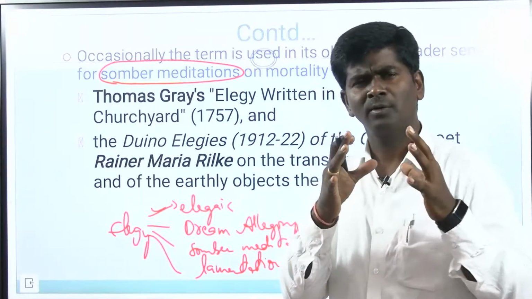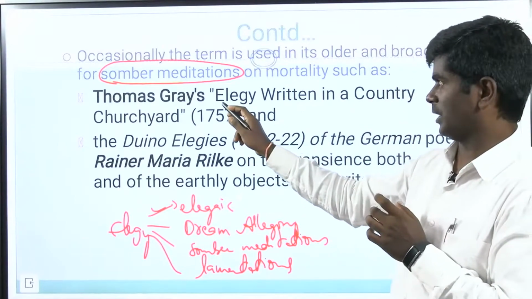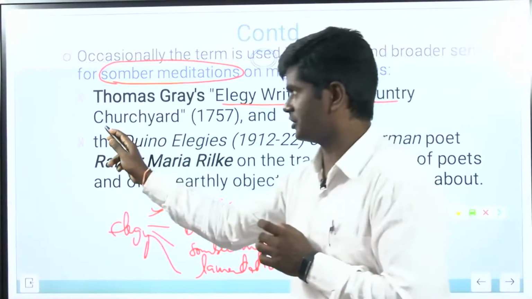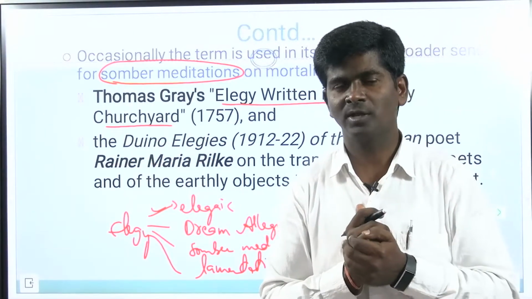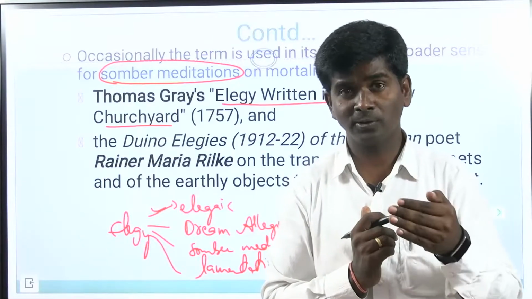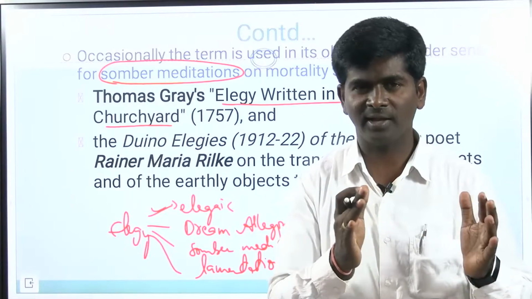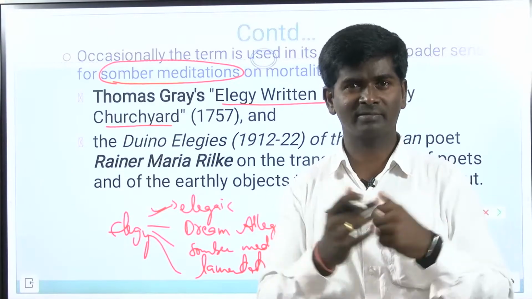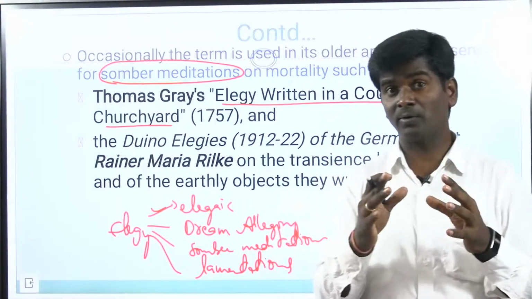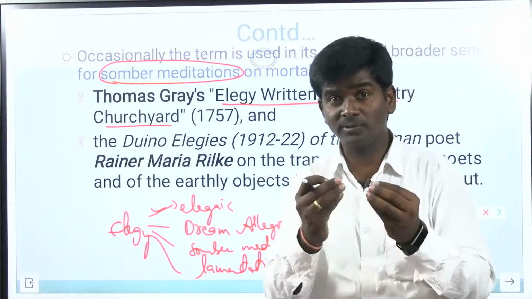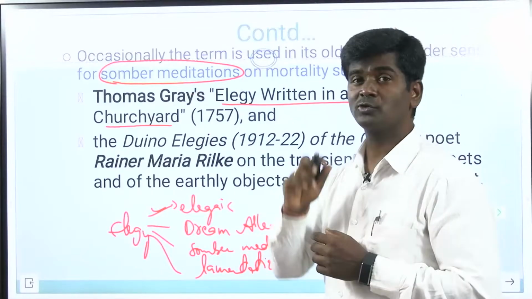You can identify this with the poem Elegy Written in a Country Churchyard, written by Thomas Gray. This poem talks about loss of moral values, cultural values, regional values, ethical and social values in a hamlet. It is not about death. It is not about loss through death. It is about loss of moral values and cultural values, my friends. So these types of poems you can call somber meditations.